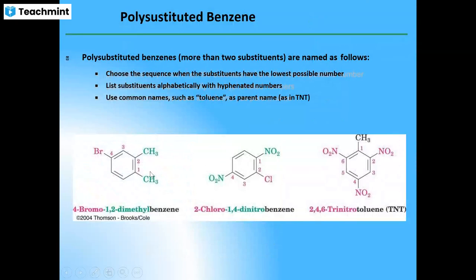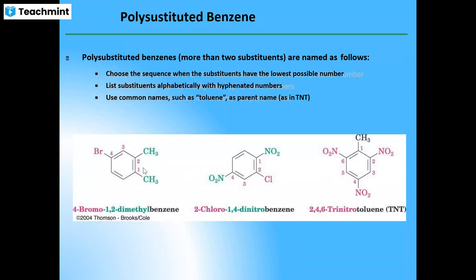Now next one here, polysubstituted means more than two substituents are present on the benzene ring, then they are called polysubstituted benzene derivatives. Choose the sequence when the substituents have the lowest possible numbers, as we have discussed already. First we have to choose the sequence.